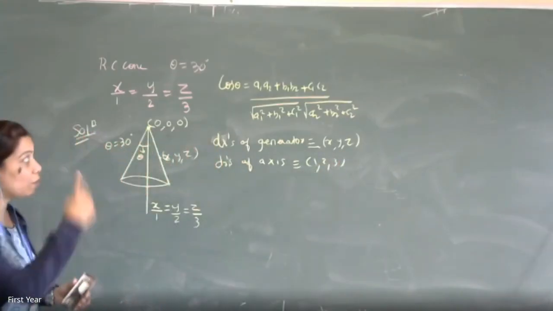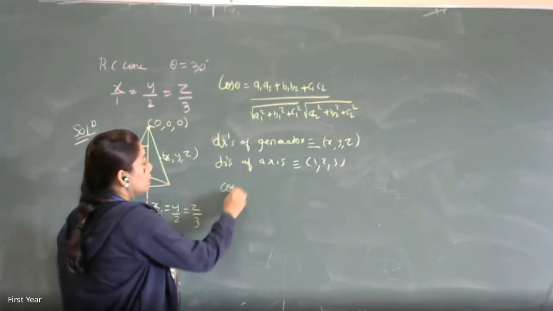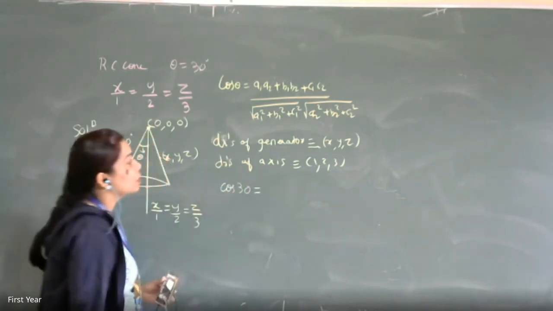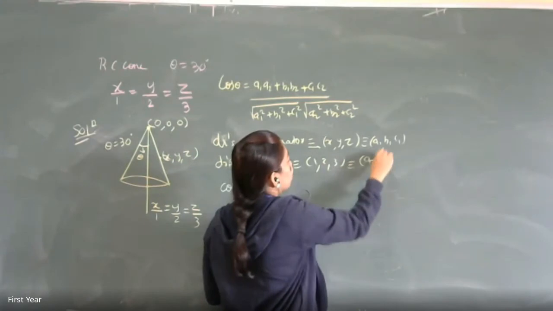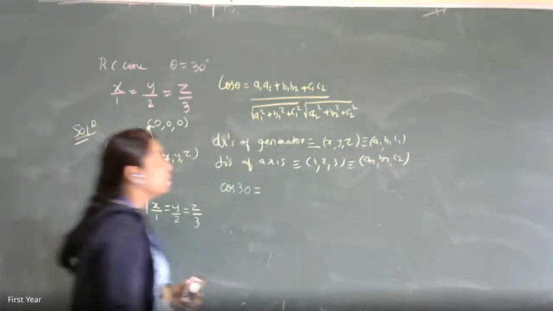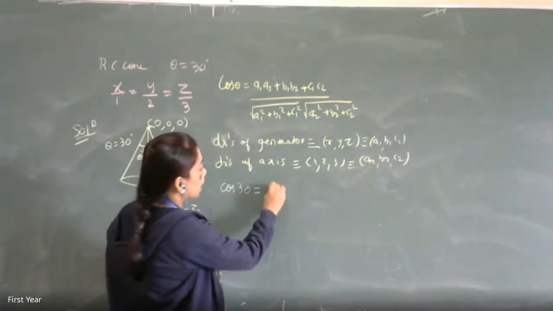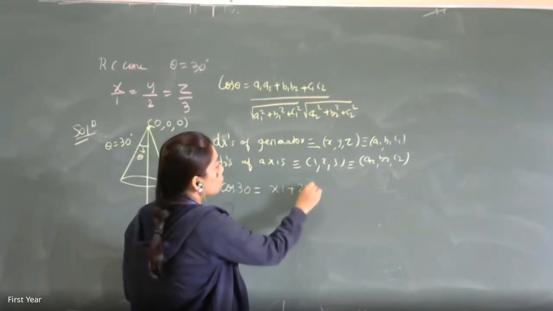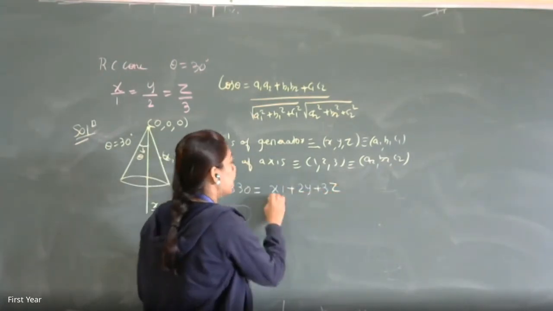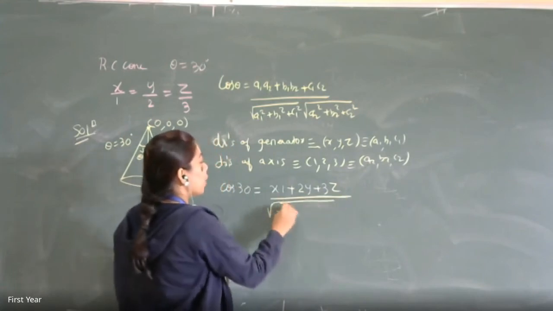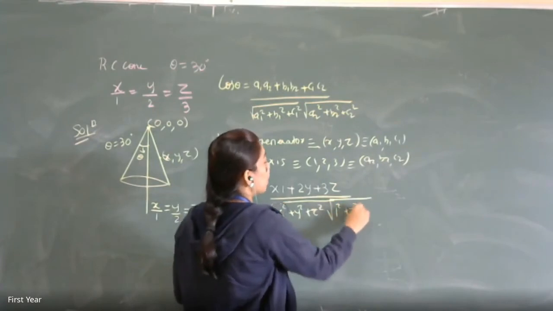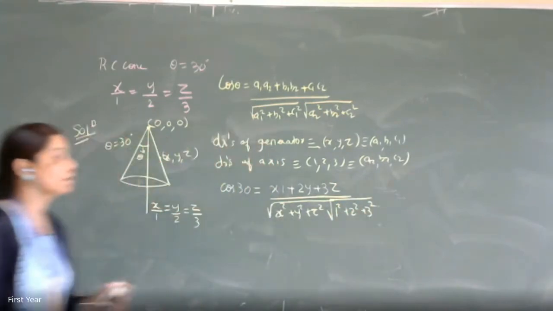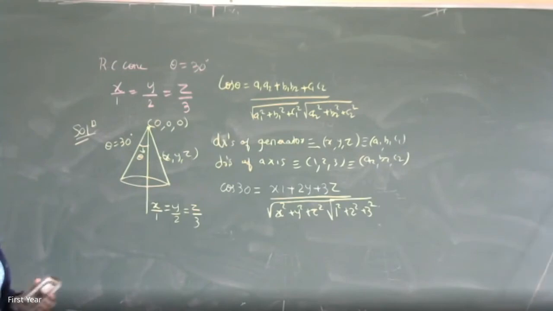And therefore, what will be your formula now? Therefore, cos of 30 is equal to x plus 2y plus 3z. A1 into A2, so it is x into 1 plus y into 2 plus 3 into z divided by root of x square plus y square plus z square into root of 1 square plus 2 square plus 3 square. Is it okay? Clear?